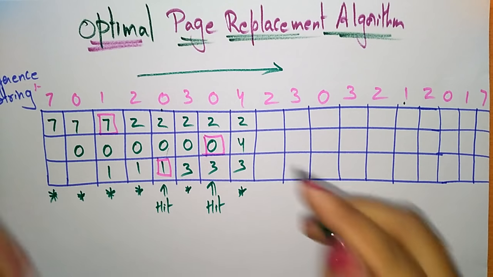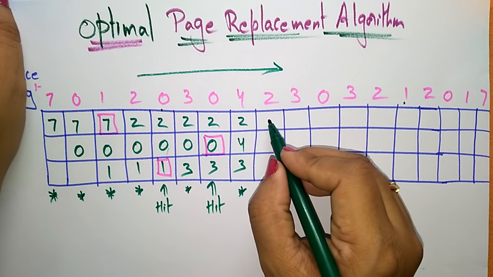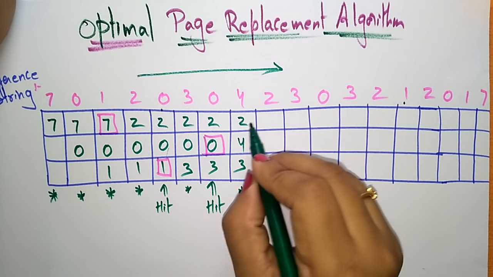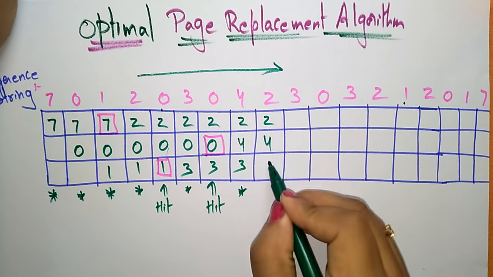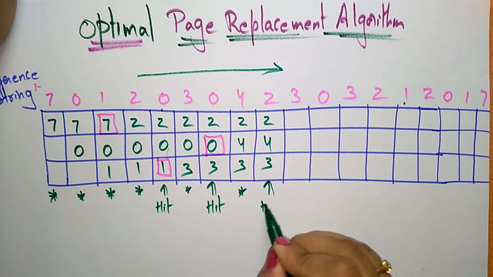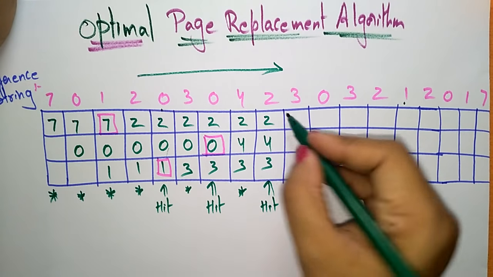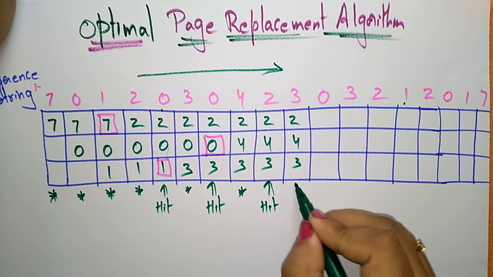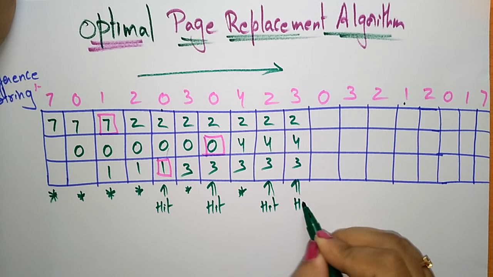Okay. Now 2. 2 is already present in the main memory. The demanded page is already present in the main memory. So just simply write that and mark it as a hit. Now coming to 3. 3 is also present in the main memory. That is the RAM. So hit.